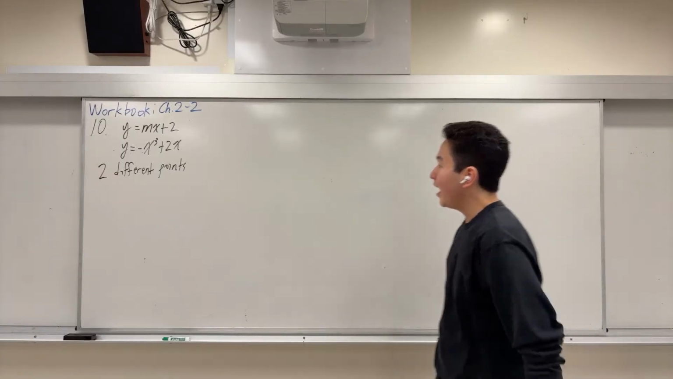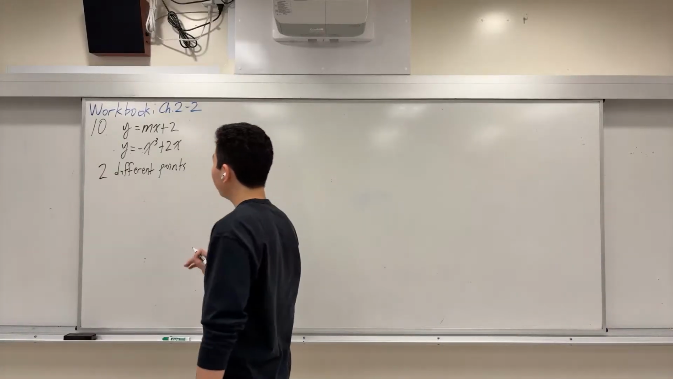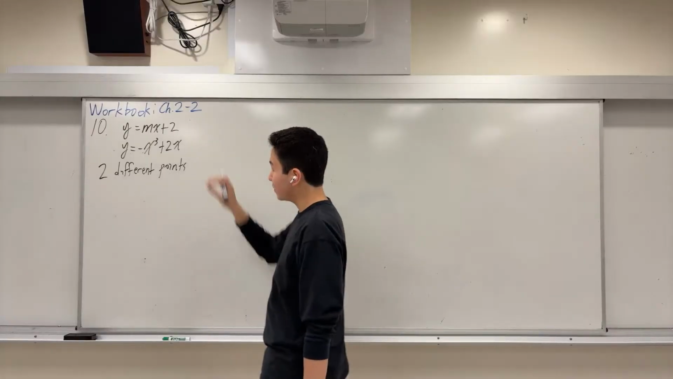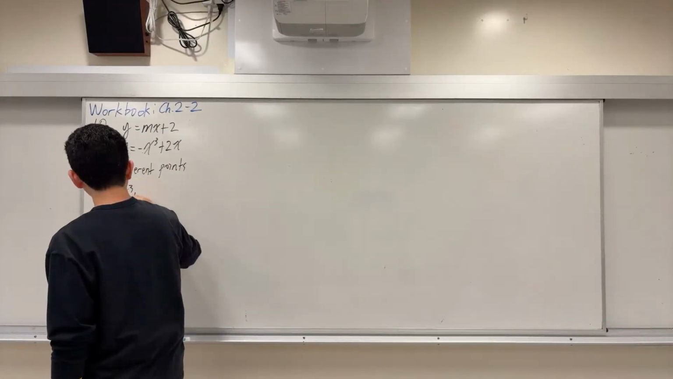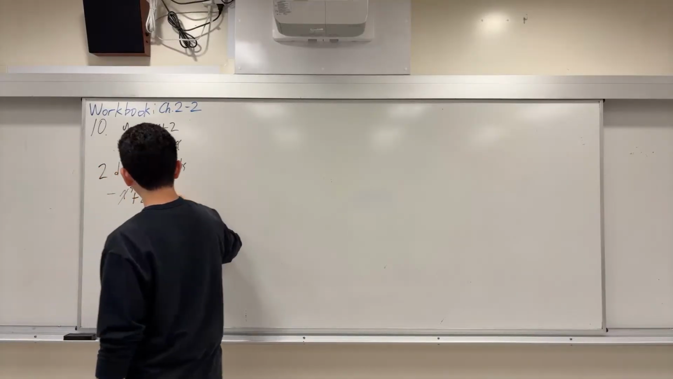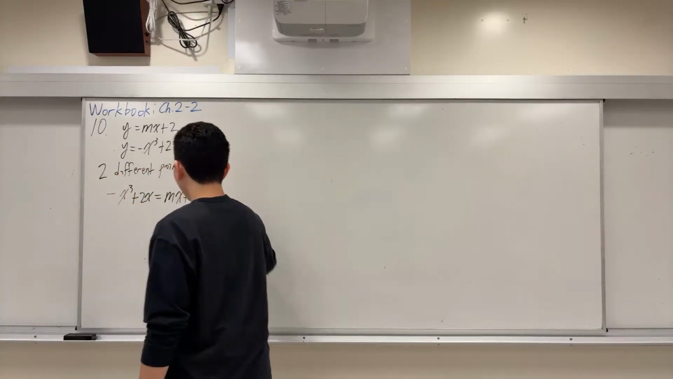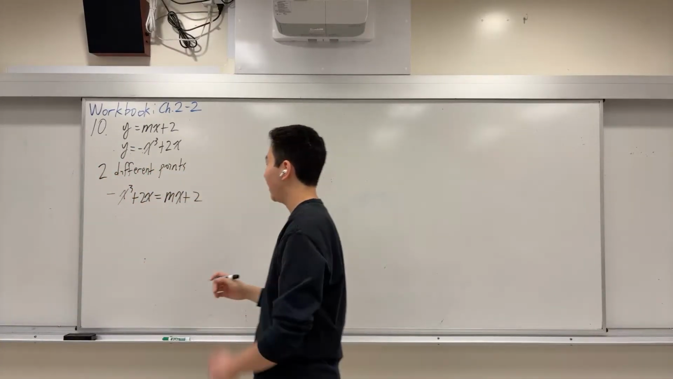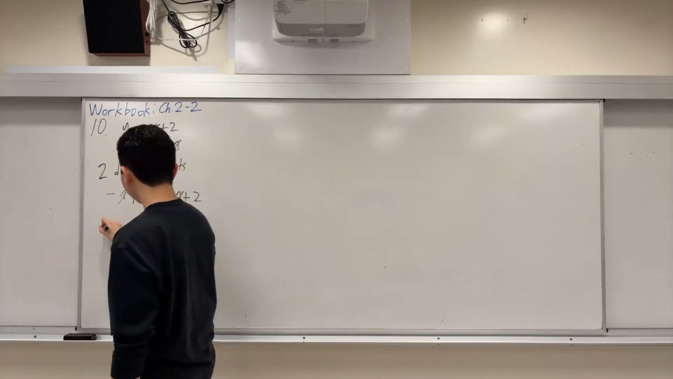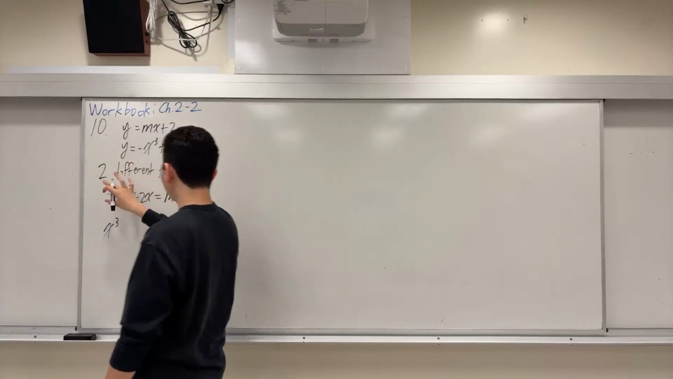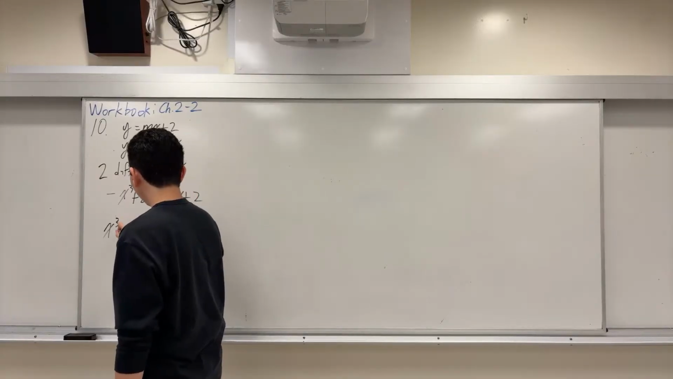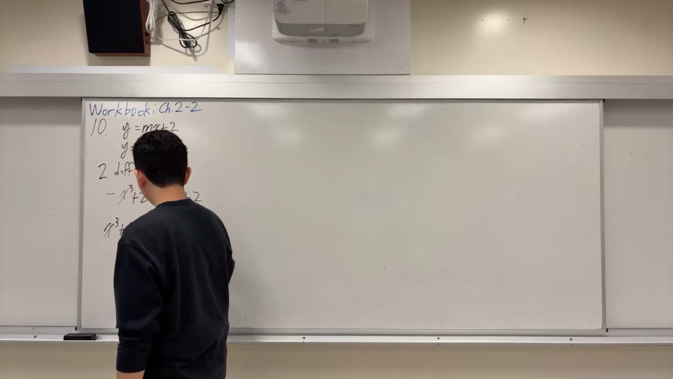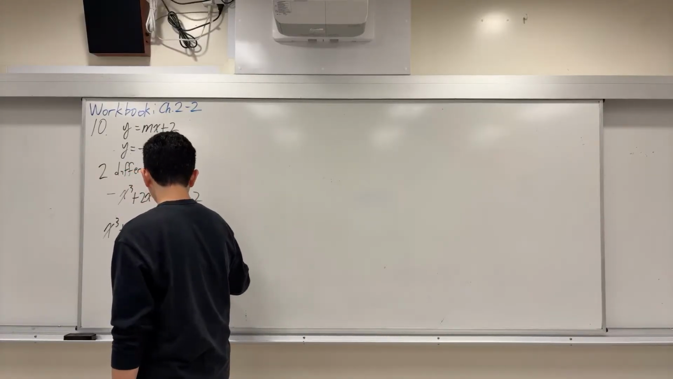All right, so when we have 2 things that are intersecting each other, that means we got to set their equations equal to each other. So let's do that first. Negative x cubed plus 2x has to equal mx plus 2. And let's put everything on one side. I prefer a positive leading coefficient, so I'll put these terms on the right side. So x cubed plus (m minus 2)x plus 2 equals 0.